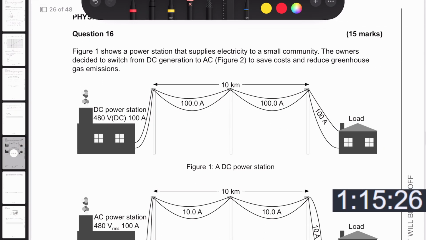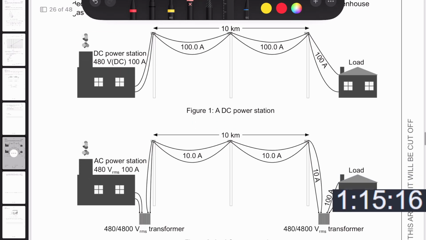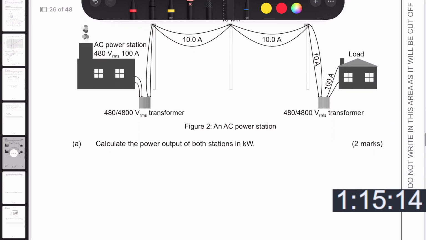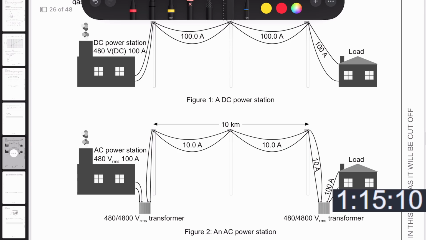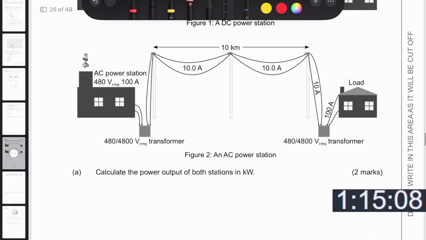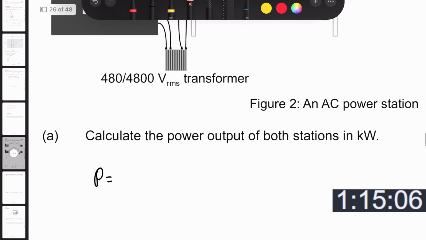Figure 1 shows the power station that supplies electricity to a small community. The homeowners decided to switch from DC to AC generators to save costs and reduce greenhouse gas emissions. Calculate the power output of both stations in kilowatts. So the power is just equal to the VI.